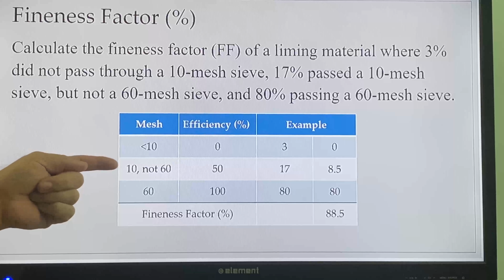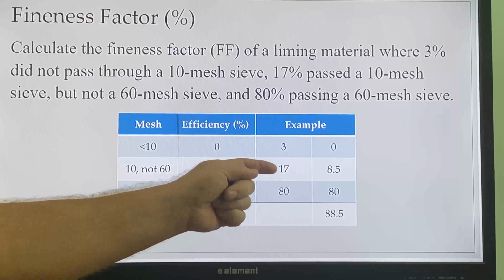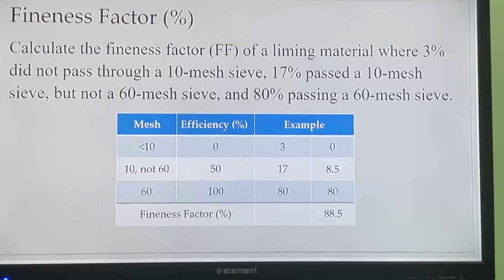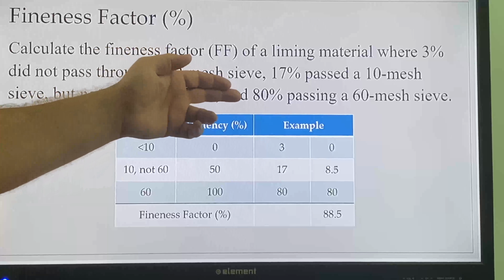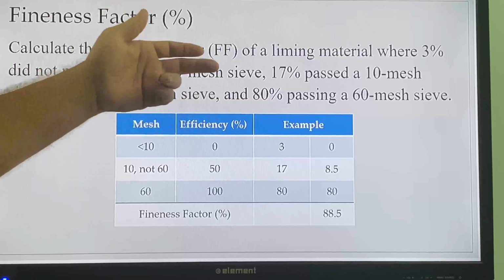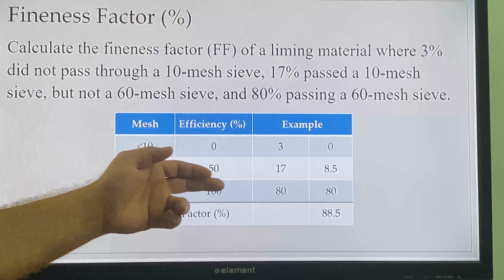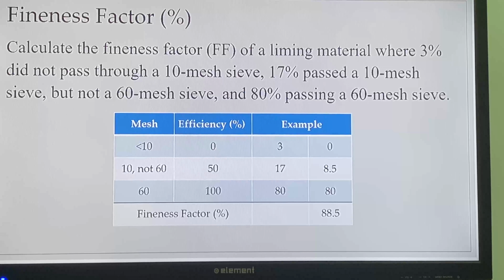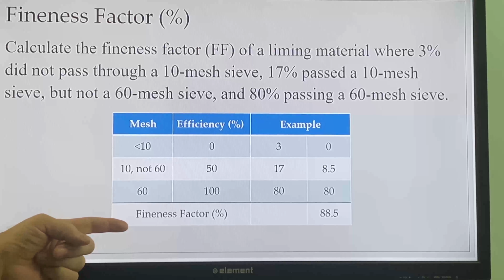So that would be 50% or 0.5 times 17 times 17 gives us 8.5%. That is the efficiency of that material. And then everything else that does pass through that 60 mesh sieve is 100% effective. We expect all of that material to react. So we get 100% of that, gives us 80. We add those values up and that gives us the fineness factor of 88.5.